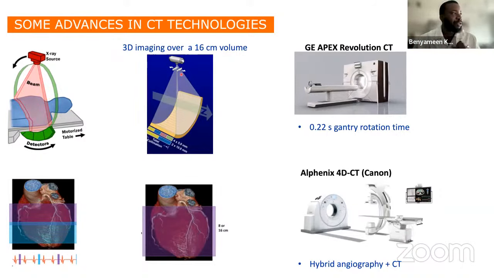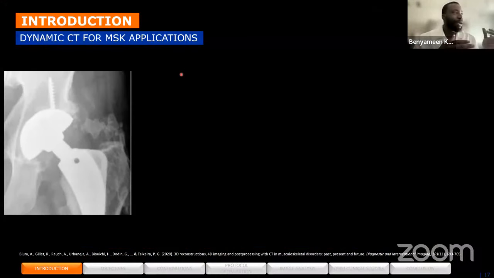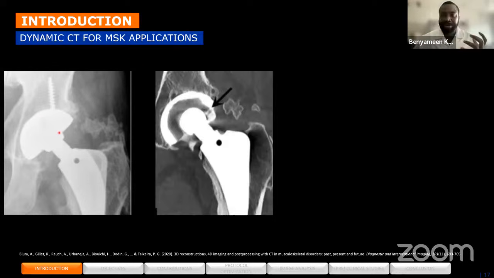Now, the reason why I bring this up is it's coming back to dynamic CT for MSK applications. Now, I again show you an X-ray image, in this case of the hip with an implant. And well, you see some details, right? But if you were to do an actual CT scan, then it highlights a bit more details than you see from the X-ray. For instance, you now clearly realize that it's actually not one unit. You have the cup, and then you have the stem of the prosthesis. And there is something actually happening here. Something has gone weird over here.